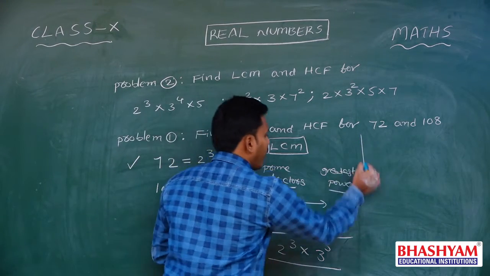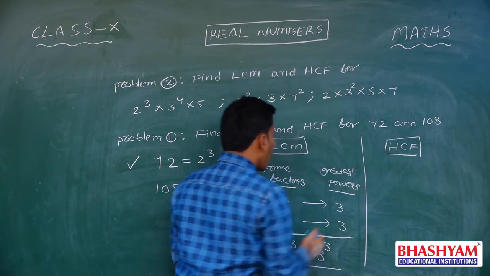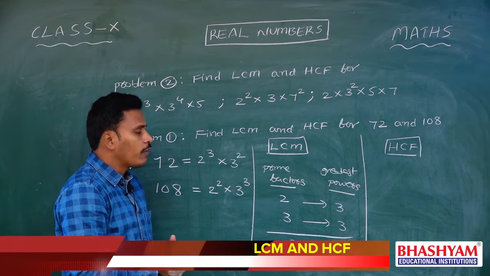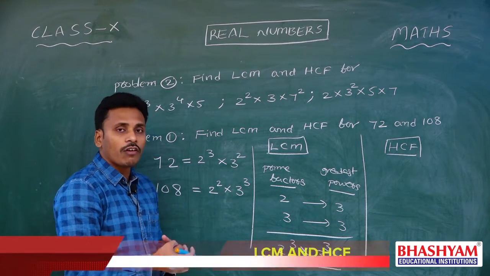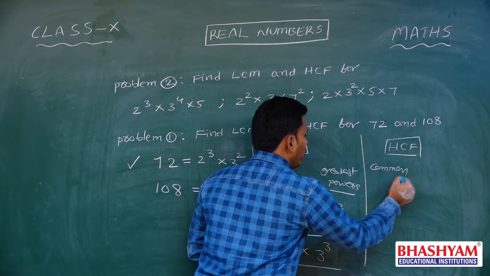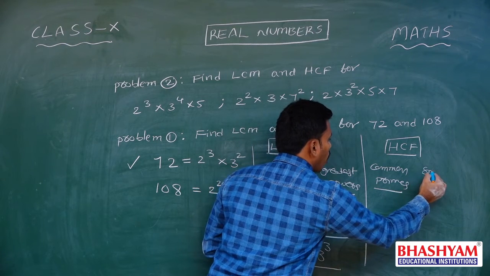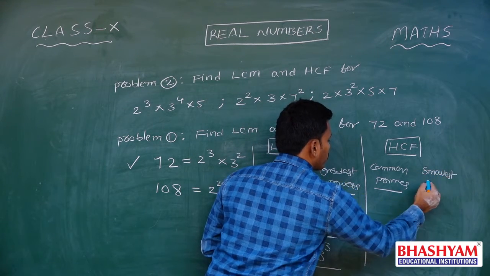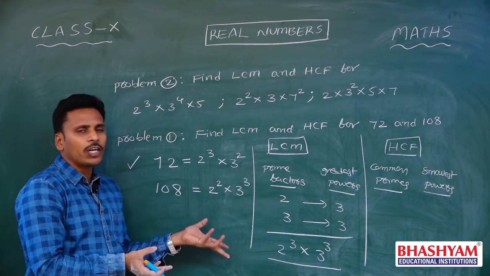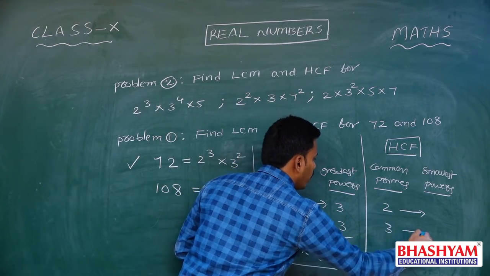Whereas if you wish to find the HCF of the given numbers, how to find it? Now, you need to identify the common prime factors along with the smallest powers. See, what are the involved common primes along with the smallest powers? Look here, the common primes are again 2 and 3. And the smallest powers you need to identify.